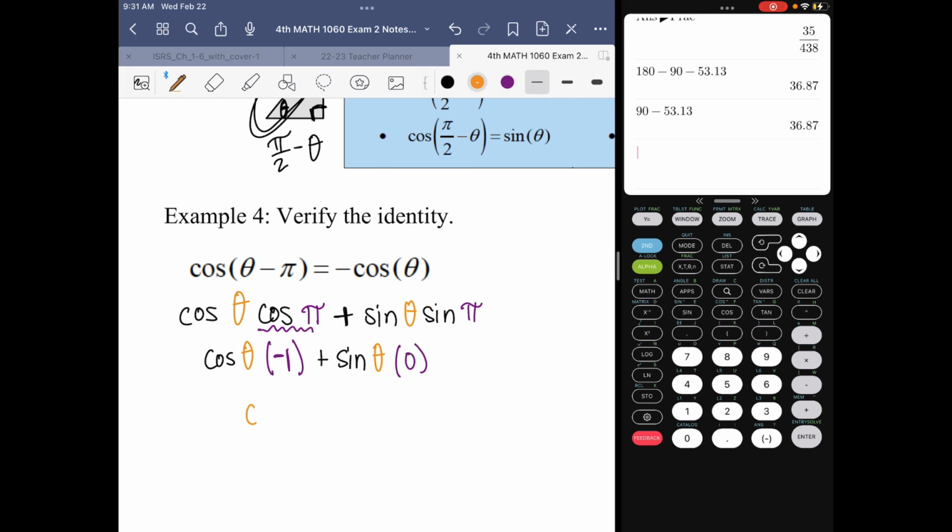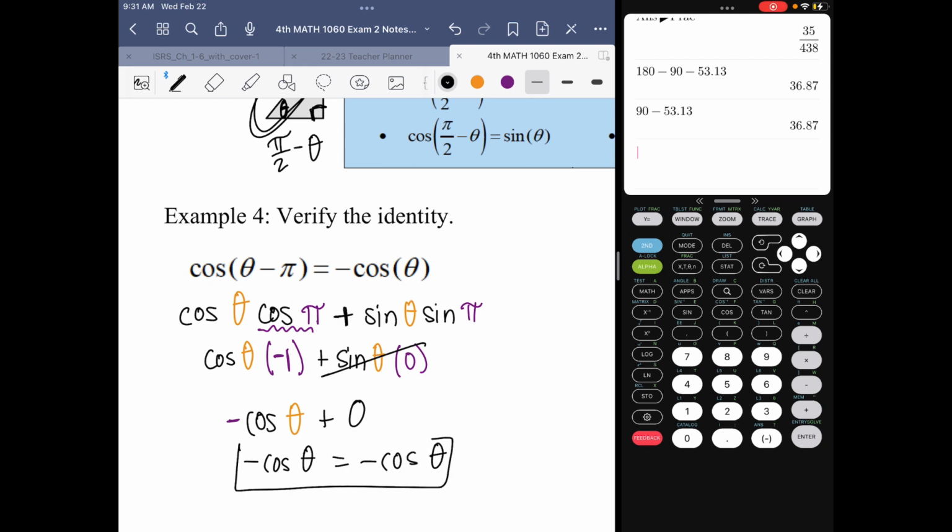So then this would be the cosine of theta multiplied by -1, which really just brings this negative out in front, right? You could put the 1 there if you want, but it's unnecessary. Plus 0. Well, the negative cosine of theta is definitely equal to the negative cosine of theta. So there we have it. These are indeed true. We can check it off. That's what we wanted to get to.